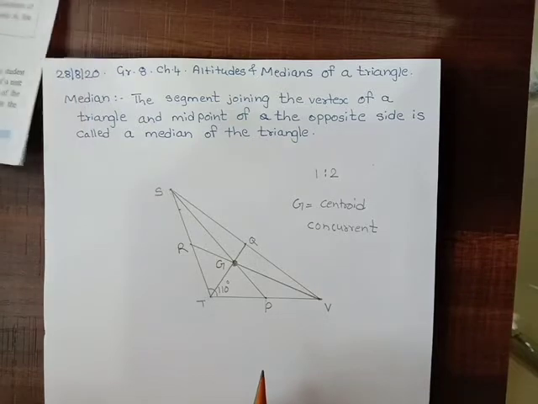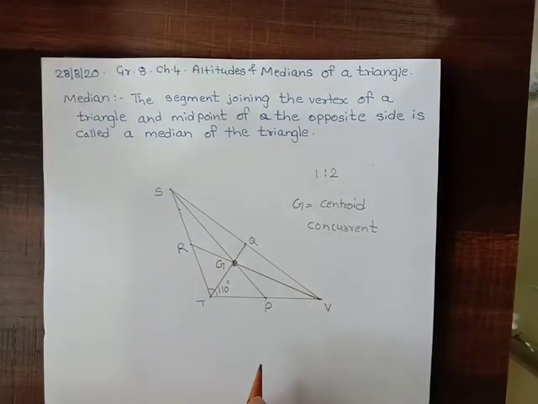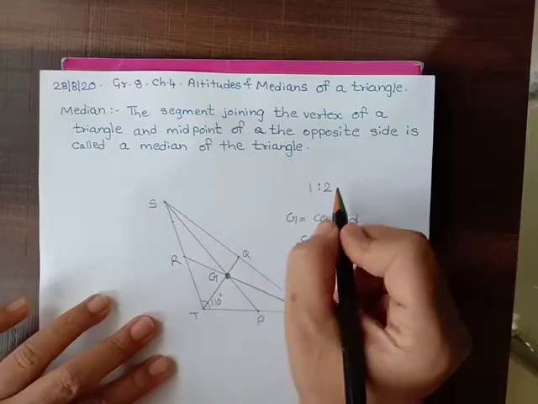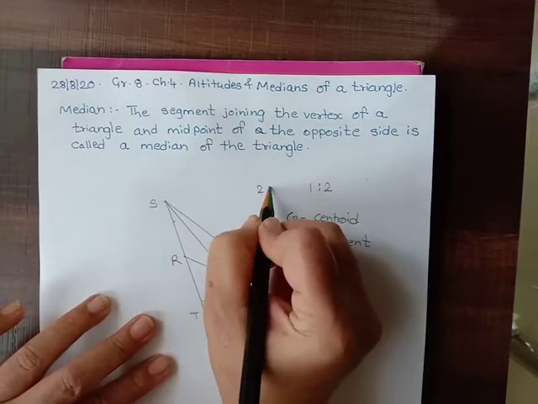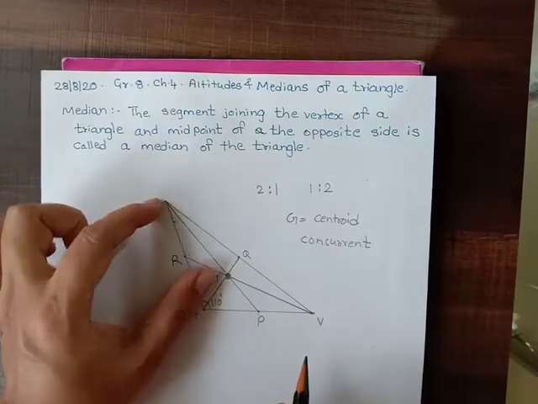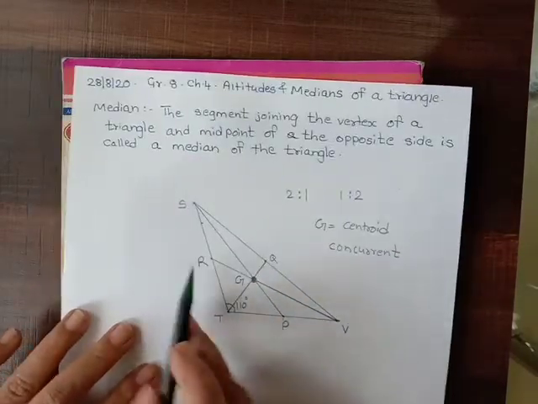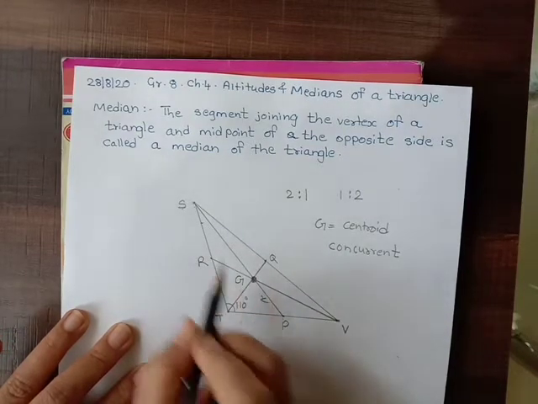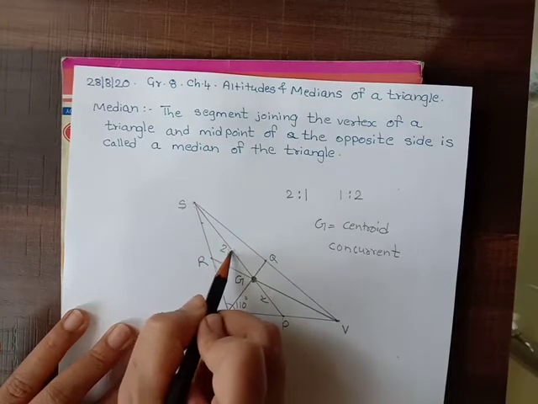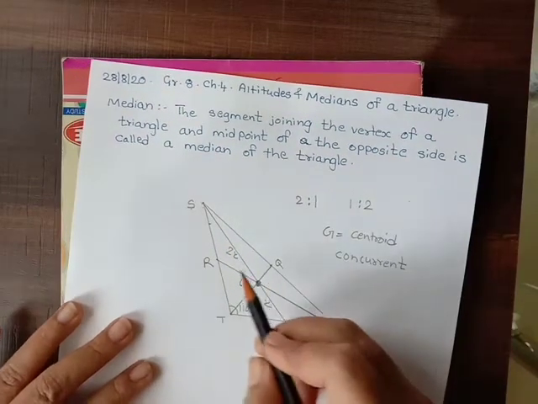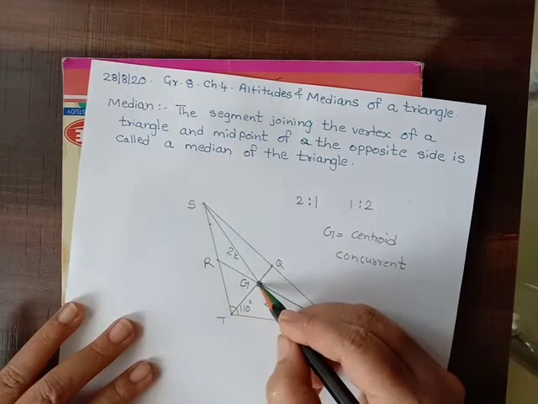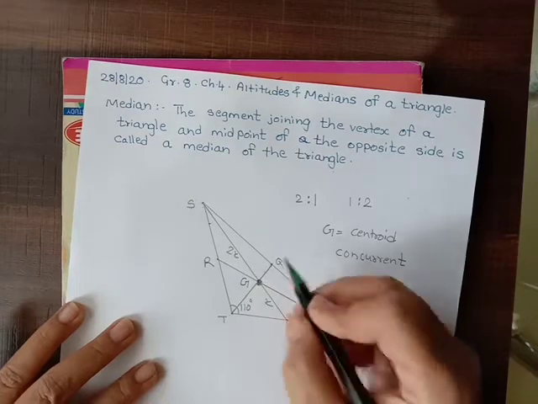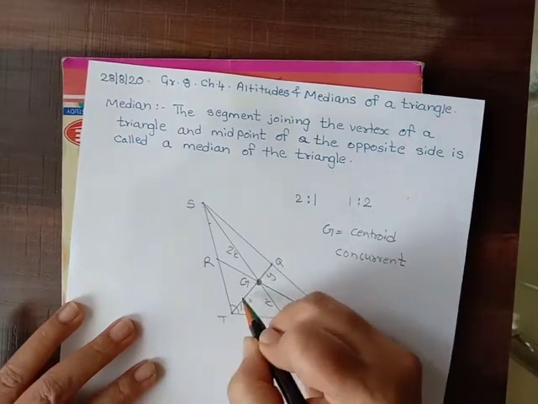So please remember, when it comes to medians, the ratio is 1:2, or you can say, if you consider this first, the ratio is also called 2:1. That means the longer side is double of the smaller side. So in this case, if GP is x, then GS will be 2x. Smaller will be x, bigger will be 2x. Now GQ, you can observe, GQ is small compared to TG. So if GQ is y, then GT will be 2y.